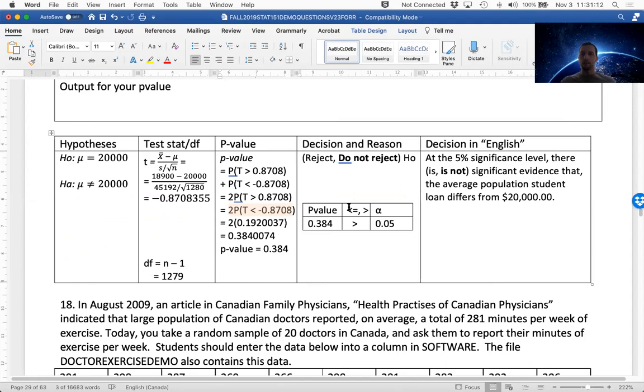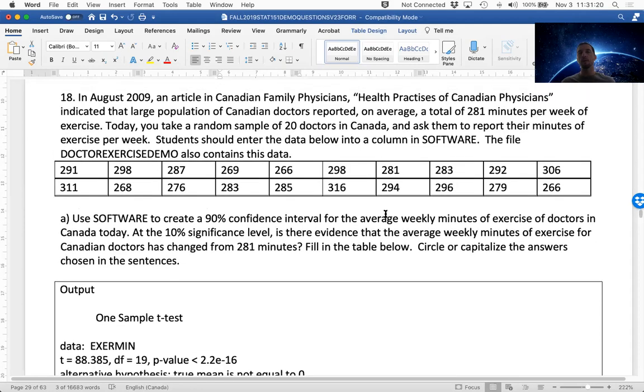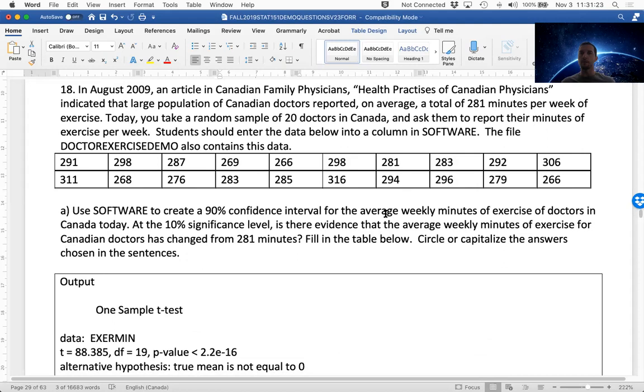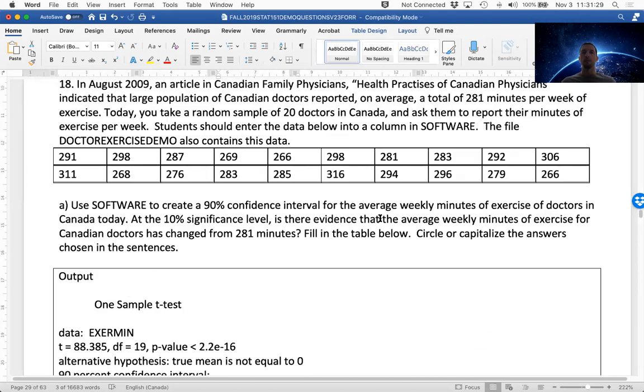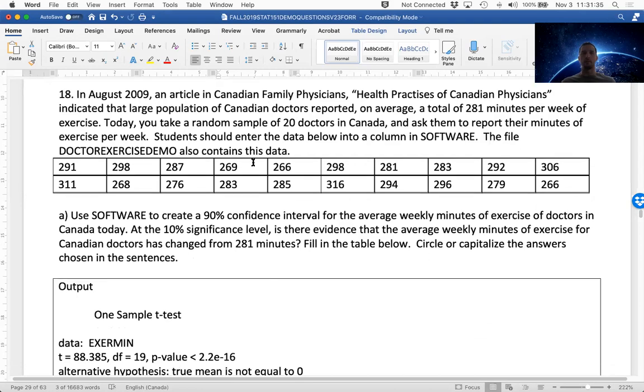In the next illustration, what we will see is how we can use Rcmdr to perform a hypothesis test directly. The same way that we could use Rcmdr to build a confidence interval for us, we can use it to perform a hypothesis test for us as well. All right, in question 18, we're working with the data set doctor exercise demo.